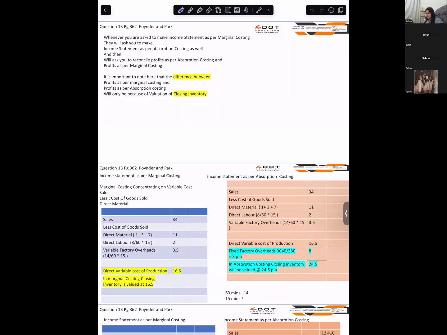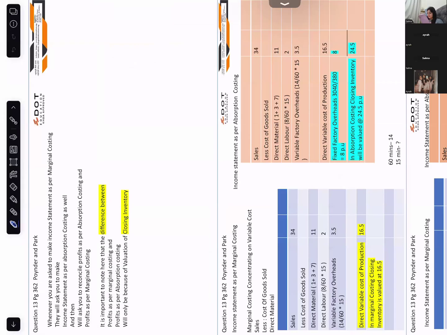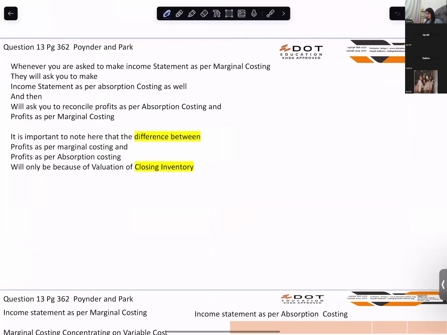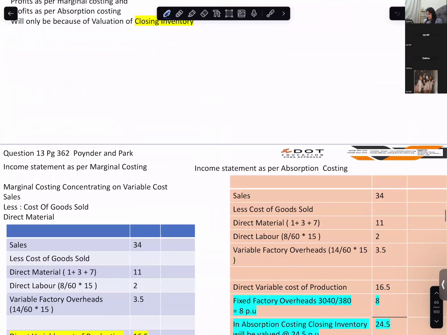In marginal costing, your closing inventory is valued on what basis? Variable cost. And in absorption costing, your closing inventory is valued on what basis? Total cost. So the difference between the profit as per marginal costing and profit as per absorption costing will be because of what? The closing inventory. Okay, fine.